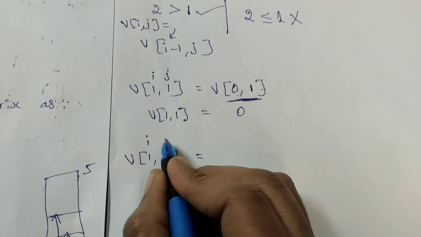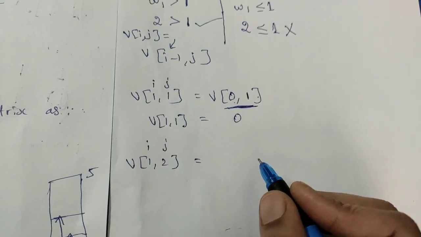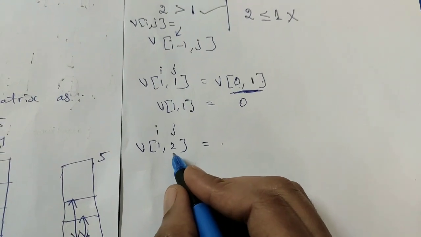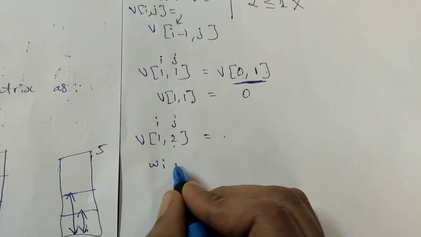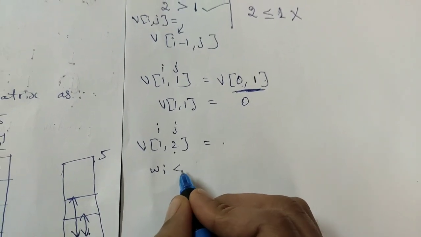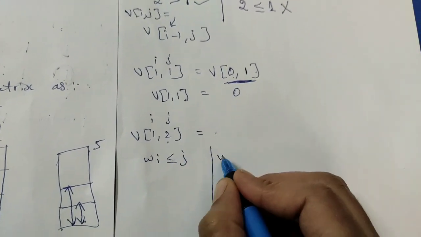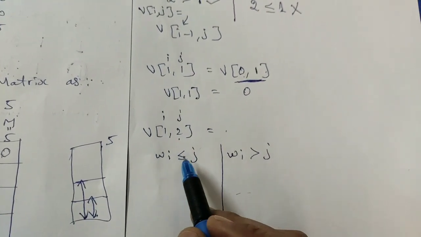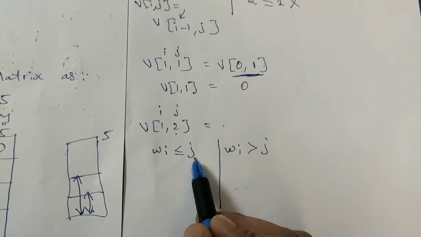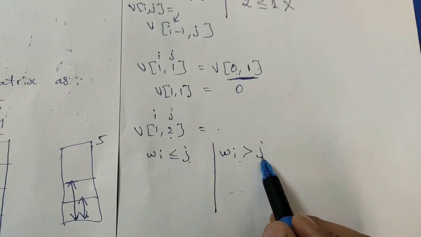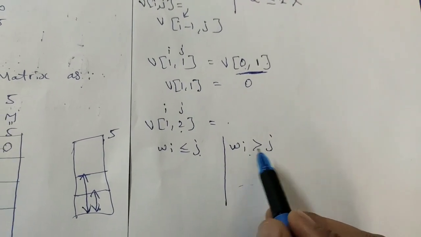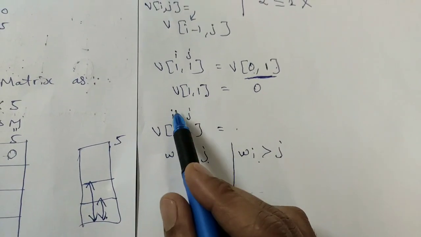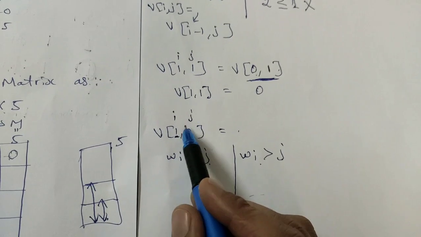I value is this, j value is this. Now before finding the value of this location, I need to check whether weight of the item is less than or equal to j, or weight of the item is greater than j or not. That is, whether the weight of the item is less than or equal to the current knapsack capacity j, or it is greater than the current knapsack capacity j. Now what is the item to be processed here? 1. I is item, j is the current knapsack capacity.